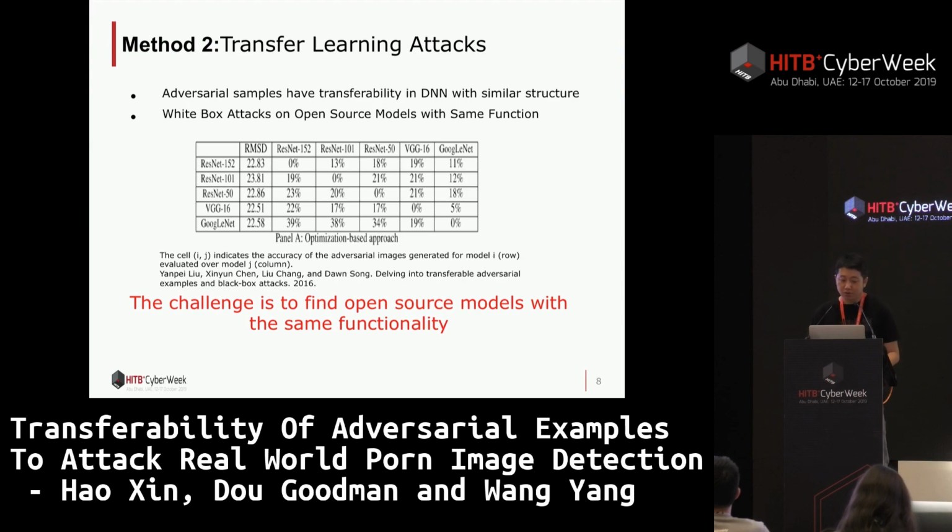Second, using transferable attacks. The adversarial examples of DNNs with a similar structure are transferable, which was confirmed in Dong Song's paper in 2016. The comparison chart in this paper is cited here. It shows that the adversarial effect can be transferred to some extent by using similar methods to train the same function model. But the challenge is how to find open source models with the same function, because cloud-based AI services are black boxes and we cannot get information about the model structure.